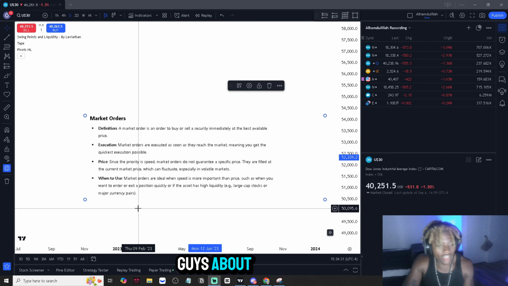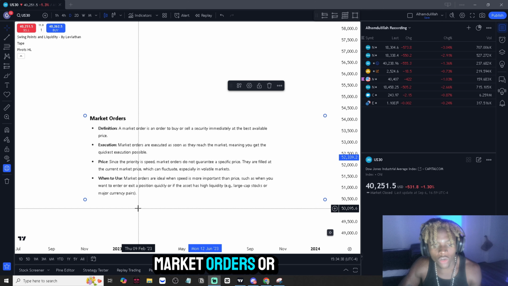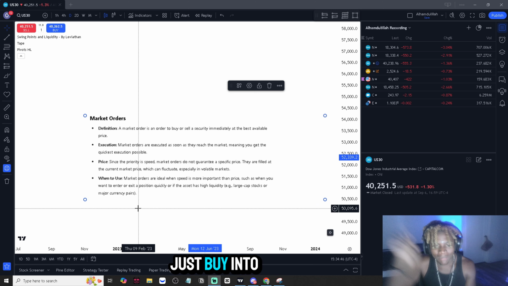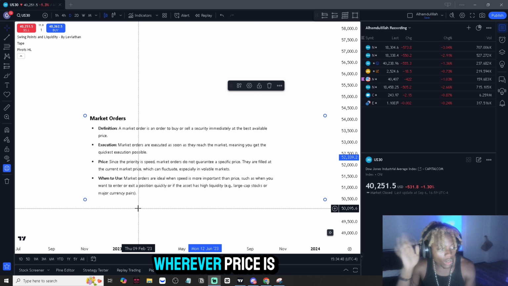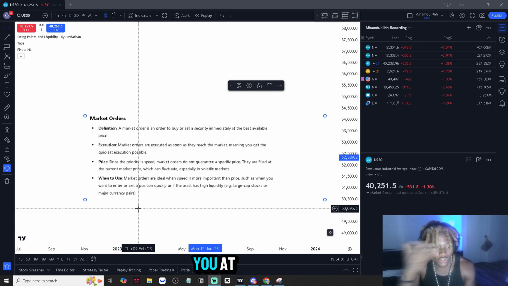I'm going to be talking to you guys about the difference between market and limit orders. When you're trading, you might hear these terms a lot: market orders or limit orders. These are two types of ways in which you could enter. A market order is when you just buy into the market, and it's going to enter at wherever price is able to best fill you. This is going to give you the fastest entry.